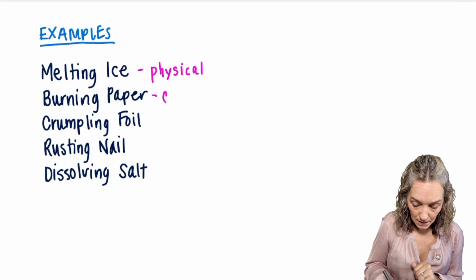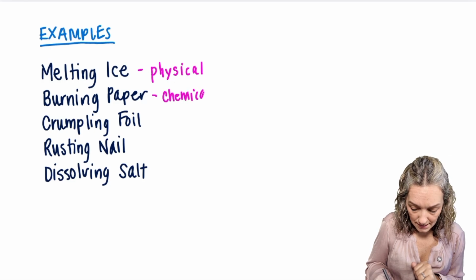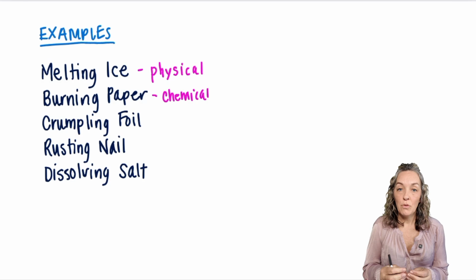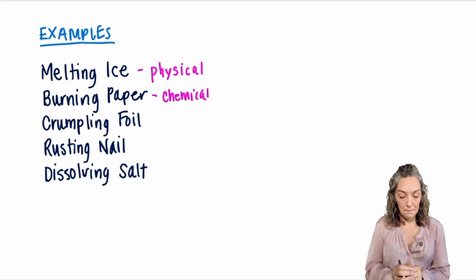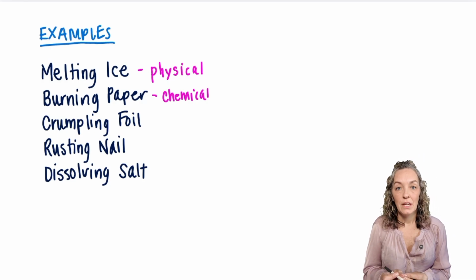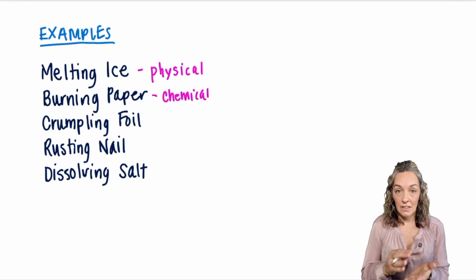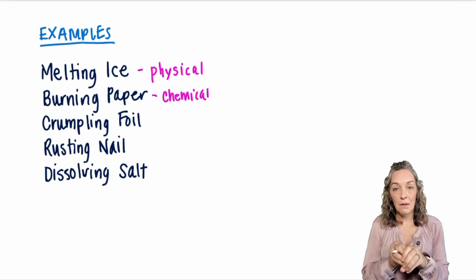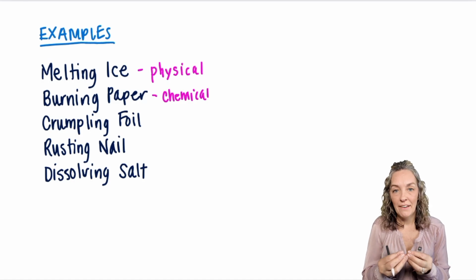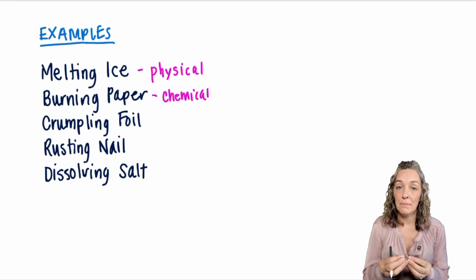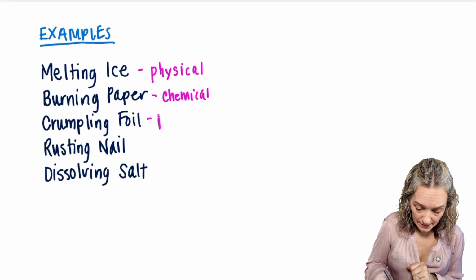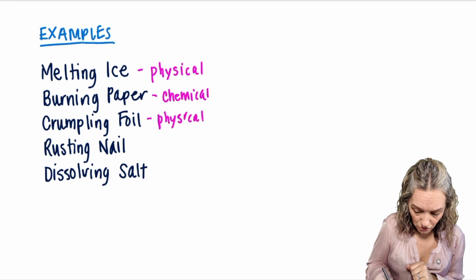Because I'm making something new, that indicates that this is a chemical change, and therefore we broke bonds in the process. Another example is crumpling foil. If I have a sheet of aluminum foil, it is aluminum when I start and it's flat. If I crumple it up, at the end, I haven't changed it. I haven't made anything new. It is still aluminum in the end. Therefore, this is an example of a physical change.